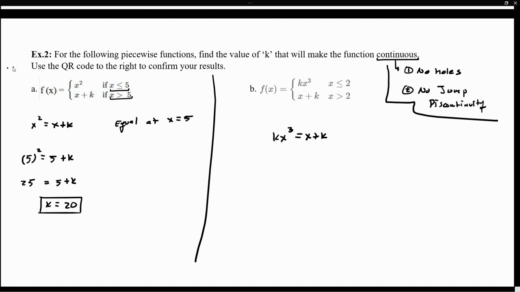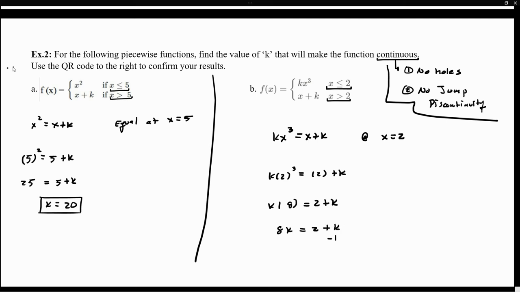But notice that we want them to be equal to each other at the value of x equals 2, because the first line is going to stop at 2, and I want the second line to pick it up at 2. So all we want to do at this point is set them equal to each other and evaluate them at 2. So let's do that. We're going to have 2 to the third times k equals 2 plus k. So now we're going to have k times 8 equals 2 plus k. So that's 8k equals 2 plus k.